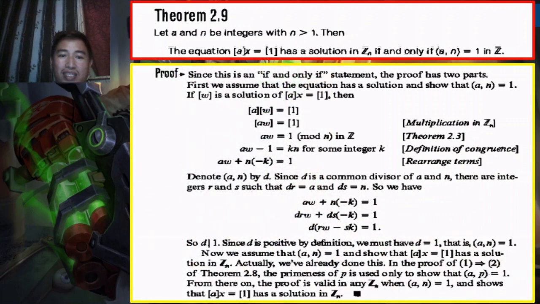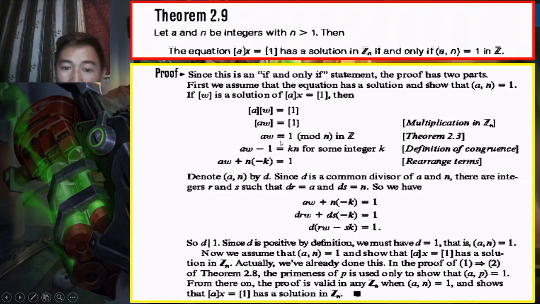Proof. Since this is an if and only if statement, the proof has two parts. First, we assume that the equation has a solution and show that the GCD of a and n equals 1. If w is a solution of ax equals 1, then a times w equals 1, so aw is congruent to 1 modulo n by Theorem 2.3.